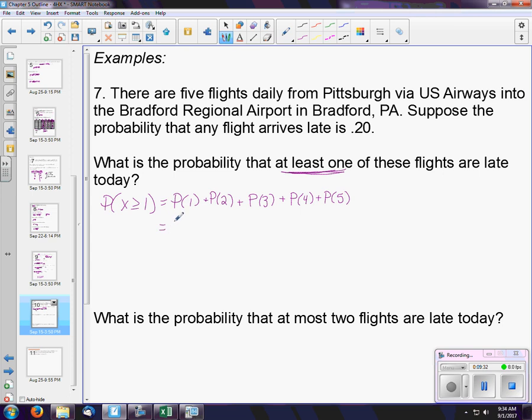But again, when you see at least one, there's a major shortcut which will save us a lot of time, and that's using the complement rule. What do we not consider here? And that's the probability of 0. What's the probability that 0 flights are late? Well, we calculated that on the previous page.